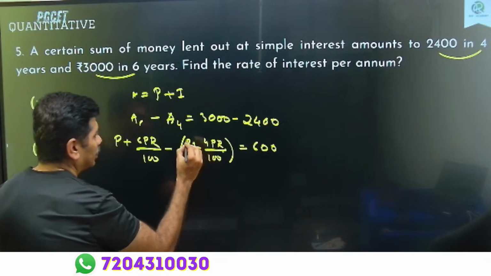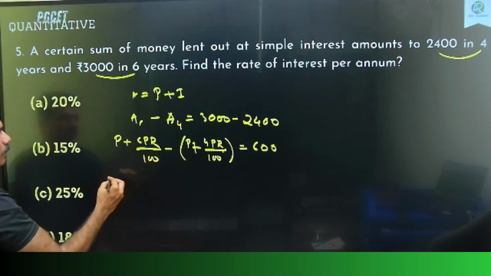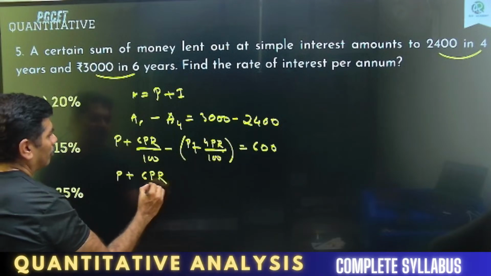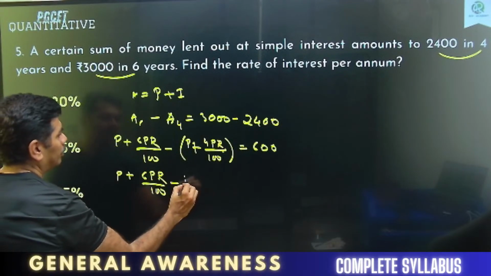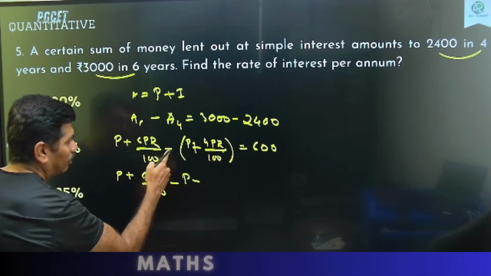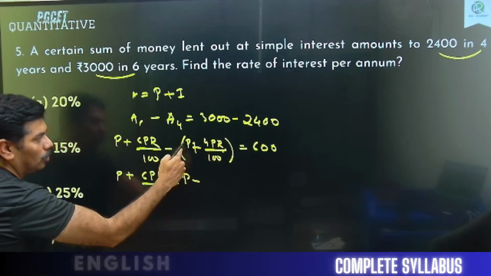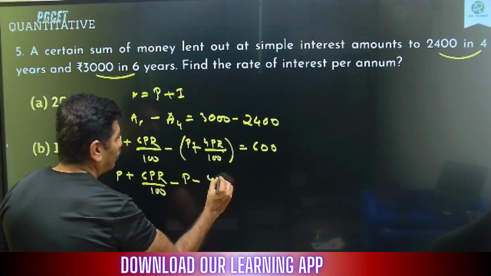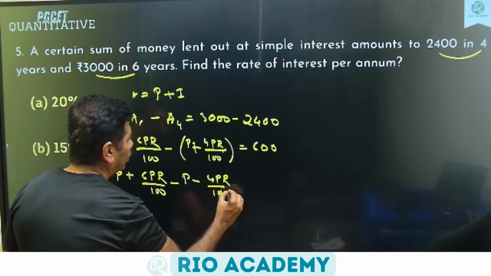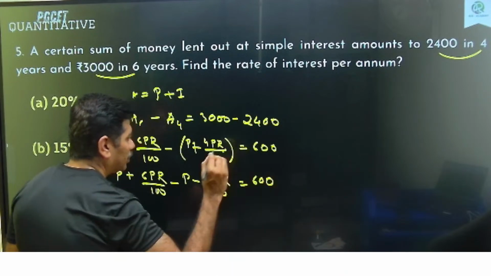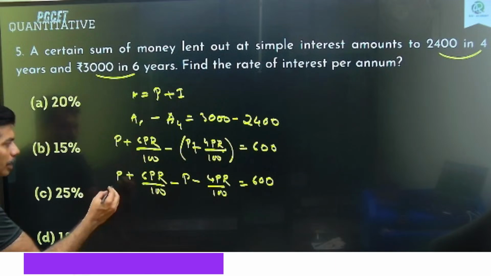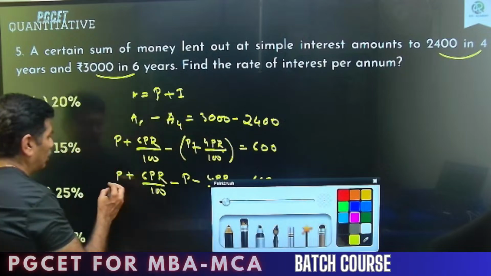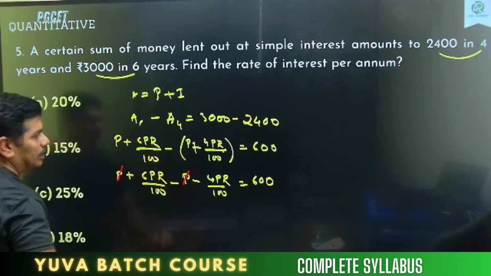So this is plus here. Alright, now when I simplify this, what I get is P plus 6PR by 100 minus P minus, alright, ಇಲ್ಲಿ bracket ಇರೋದ್ರಿಂದ this minus is applicable to both of these signs, ಇಲ್ಲಿ plus ಅದ ಇಲ್ಲಿ plus ಅದ, so we make it minus. So this is 4PR by 100, that equals 600 rupees. Now what you can see, P and P get cancelled.